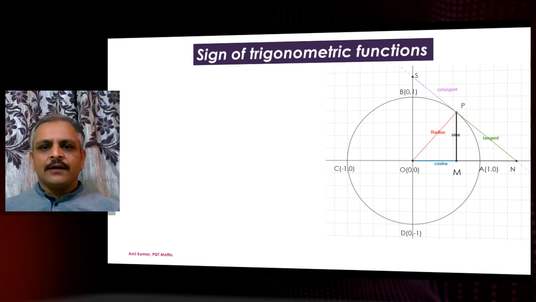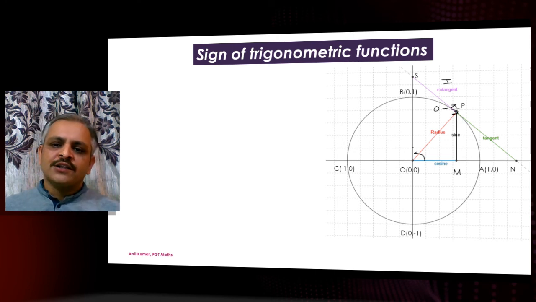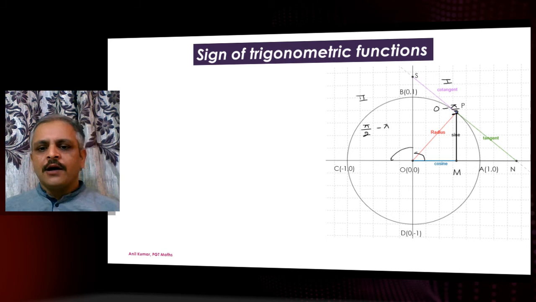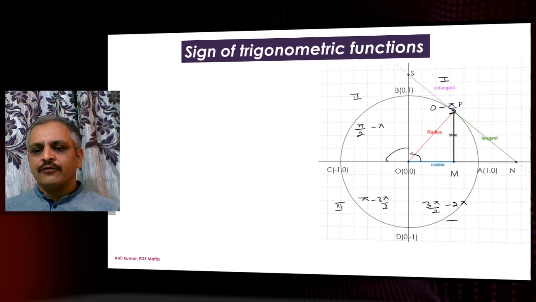In the first quadrant, quadrant means when I go in the counterclockwise direction, 0 to pi by 2 is treated as the first quadrant. In math, a counterclockwise direction is always considered the positive direction. So pi by 2 to pi will become my second quadrant, the third quadrant will be pi to 3 pi by 2, and the fourth quadrant will be 3 pi by 2 to 2 pi. This is my fourth quadrant.